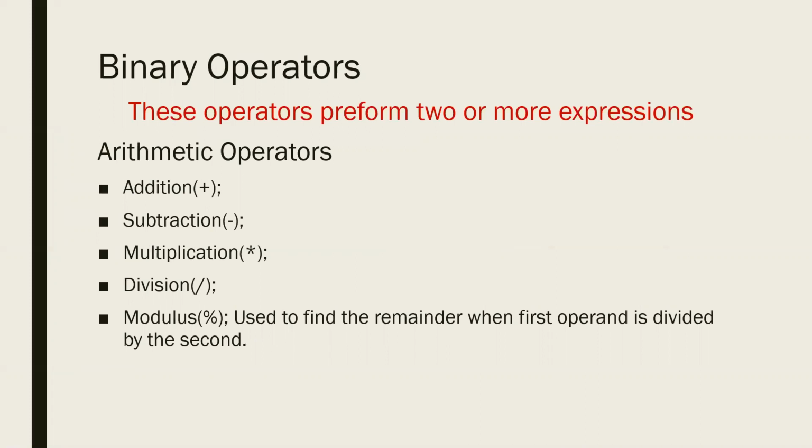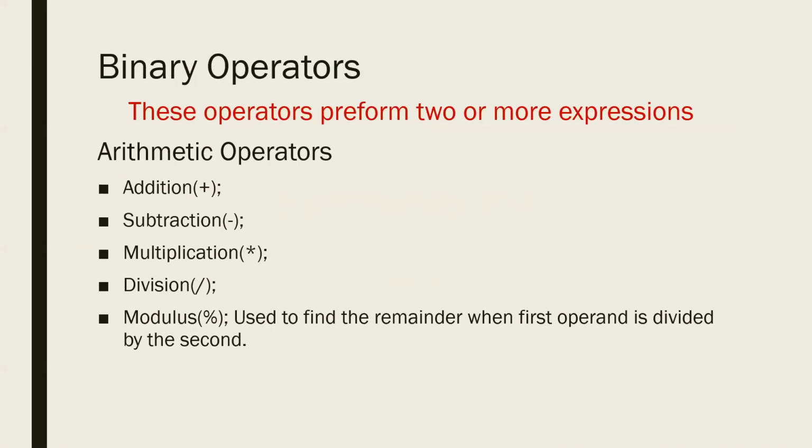Next, let's talk about binary operators. These operators perform two or more expressions. The first group of binary operators are arithmetic operators. First, we have addition. This adds the two values together. Subtraction subtracts the two values. Multiplication multiplies the two values together. And division divides the two values.